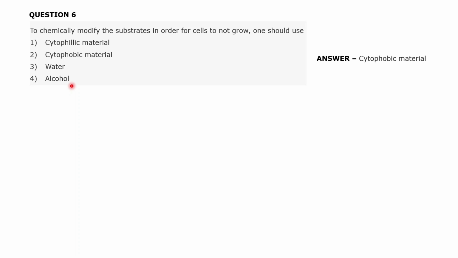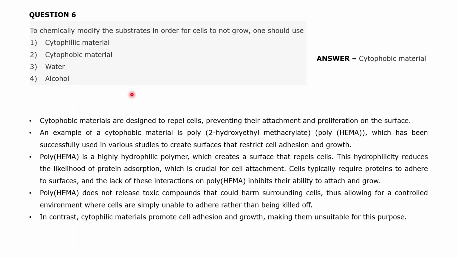Basically, cytophilic materials include the media that we are using, the extracellular matrix that we are providing, or any other component or material that promotes the growth of the cells, right? So cytophilic means cell-loving material, and cytophobic means it hates the cells. So it prevents the growth of cells. Some cytophobic materials are designed to repel cells, preventing their attachment and proliferation on the surface.